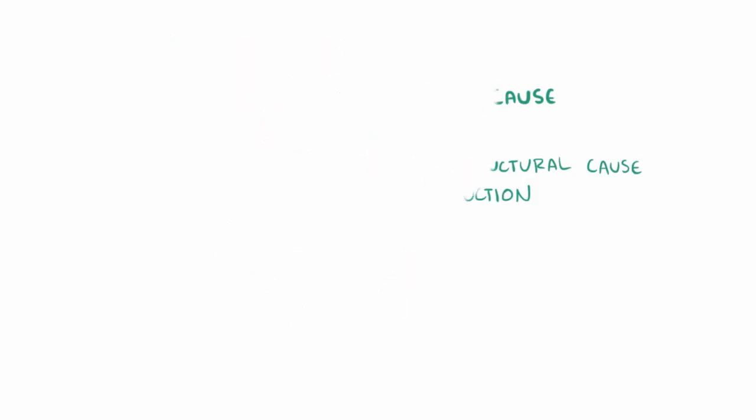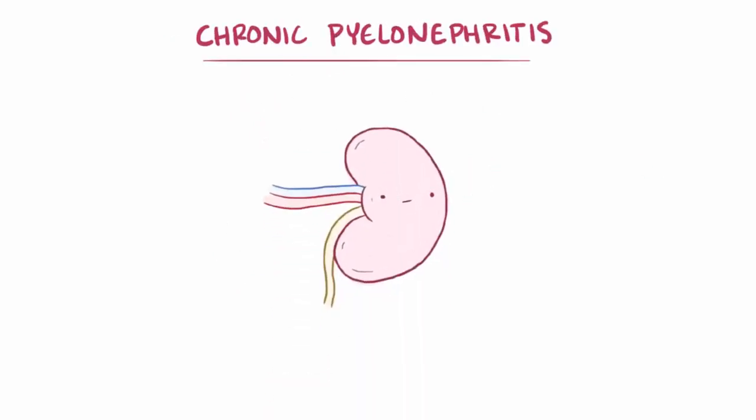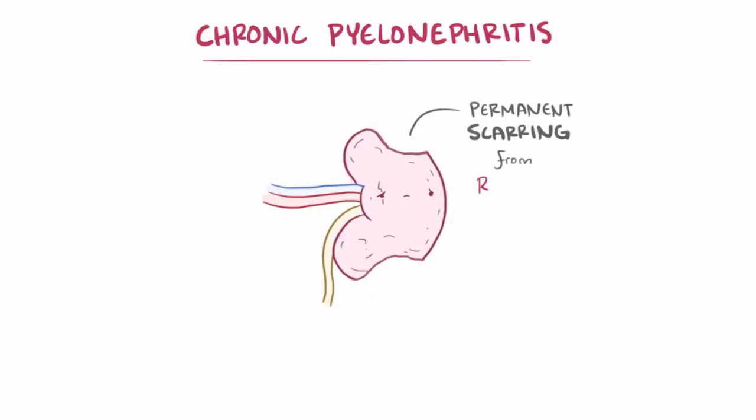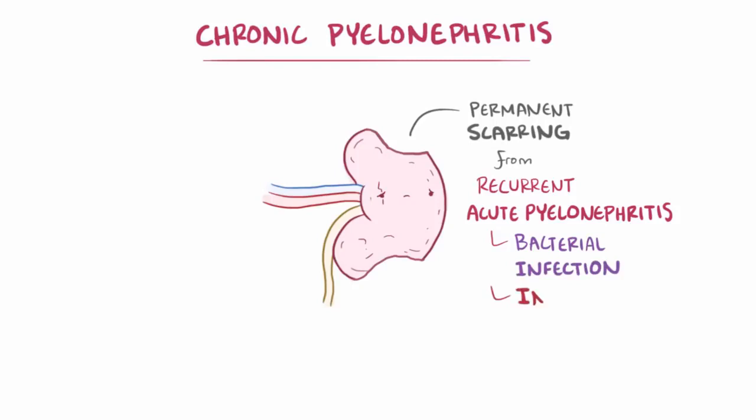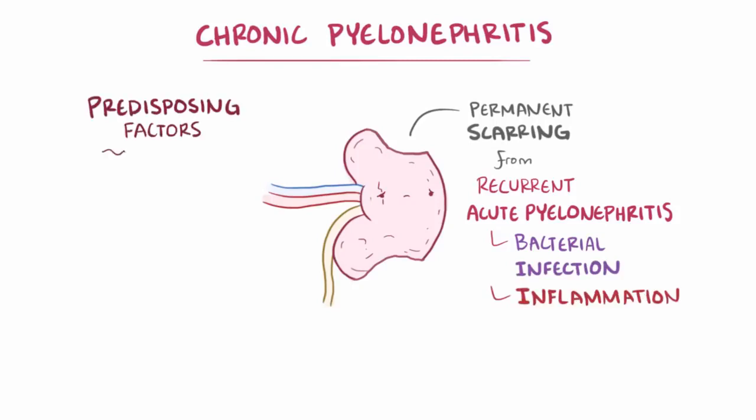Alright, as a quick recap, chronic pyelonephritis is where the kidney develops permanent scarring as a result of recurring bouts of acute pyelonephritis, which is bacterial infection and inflammation of the kidney. The two major predisposing factors to developing chronic pyelonephritis are vesicoureteral reflux and chronic obstruction.